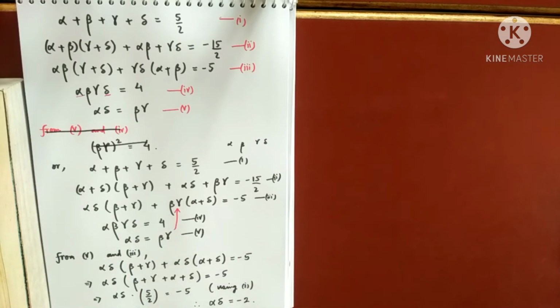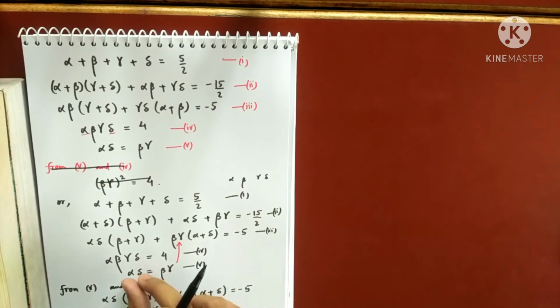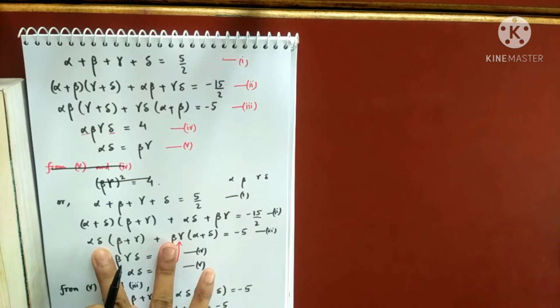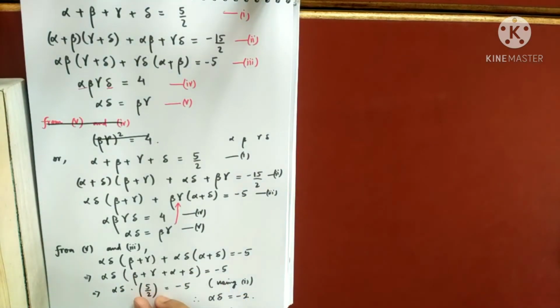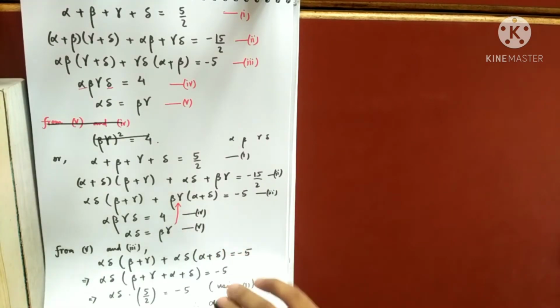Understood this line? Instead of beta gamma, I am writing alpha delta here. Taking alpha delta common, I am getting alpha plus beta plus gamma plus delta, which is nothing but 5 by 2. I am replacing this by 5 by 2. So 5 got cancelled, 2 will go there. So alpha into delta is minus 2. Because alpha into delta is minus 2, beta into gamma is also minus 2. I'll write that on the next page. Understood up to here? Therefore, beta into gamma is also minus 2.